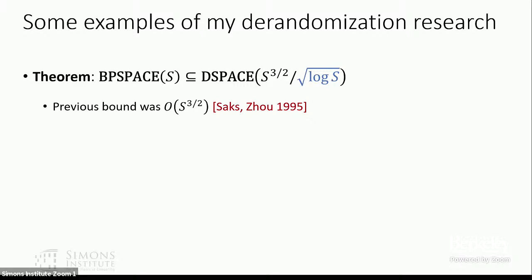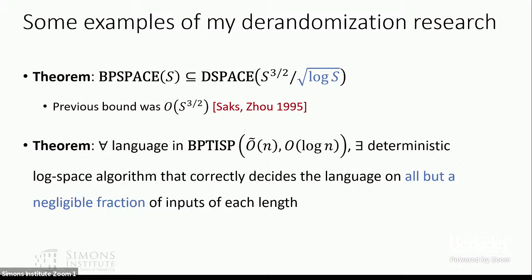which is just a tiny improvement over an older result from the 90s that got this S to the 3/2 bound. One more example would be if we restrict the class a little more, so we're not looking at just bounding space, but let's bound time and space. So let's look at problems that can be decided by randomized algorithms that simultaneously use quasi-linear time and logarithmic space. Then it turns out it's possible to derandomize those in log space. The deterministic algorithm is no longer fast, and there's an extra caveat, which is that it's only a typically correct algorithm. It gives the wrong answer sometimes.